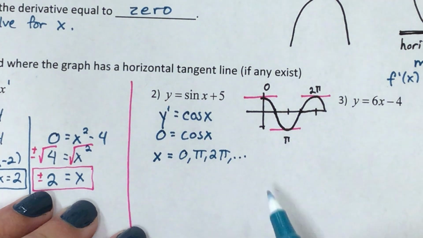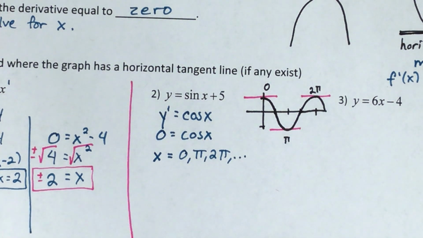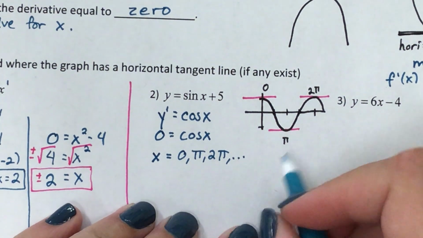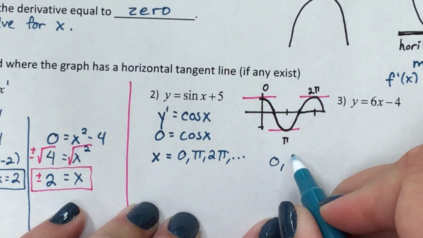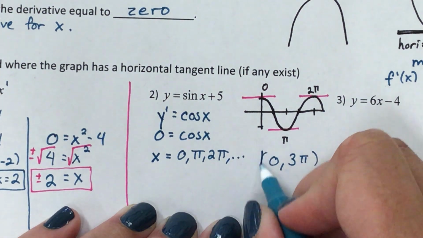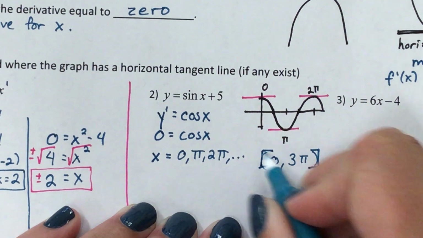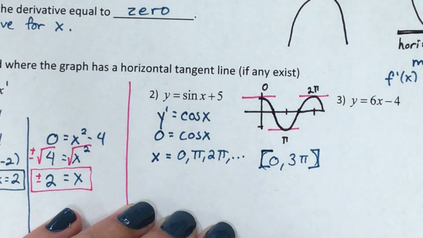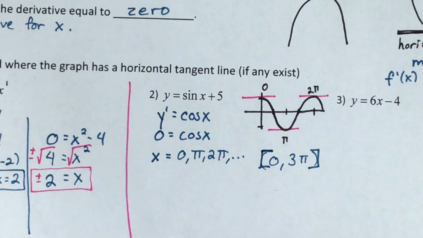In a problem like this, you would generally be given some kind of a domain. So they would say like between 0 and 3 pi or something, not inclusive or inclusive. So you do have to pay attention to endpoints there. It's like, what are the x values that would be true?